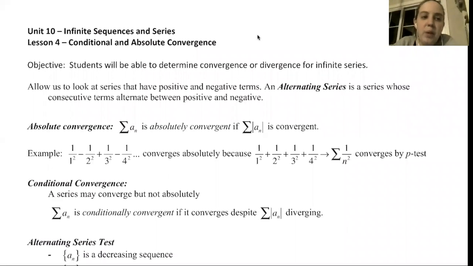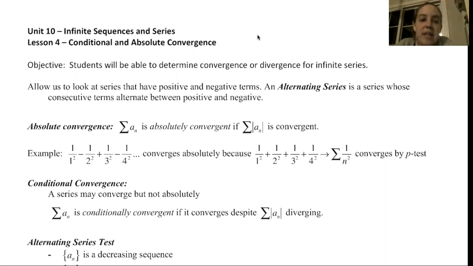We are continuing with Unit 10, Infinite Sequences and Series, and today is Lesson 4, Conditional and Absolute Convergence. So we are still looking for those rules. Does it converge? Does it diverge? Inside that convergence category is a subset. When we're looking at something called alternating series, you can decide if they converge absolutely or if they converge conditionally. It's just putting more classification on the type of convergence that you could have with a series.